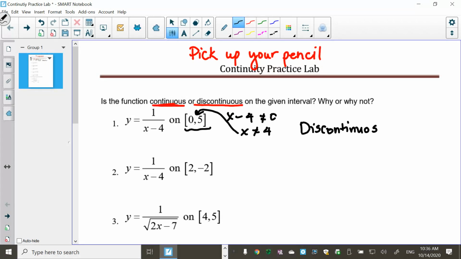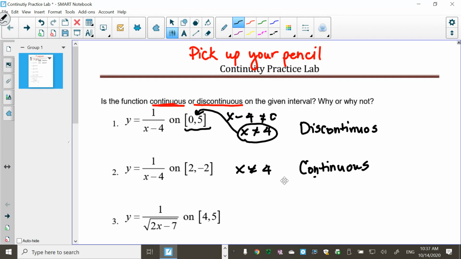All right, so let's look at this again, the same function. I've already done the work, and I'm talking about the interval -2 to 2. If the only hole in this graph, or the only vertical asymptote, is at x equals 4, that means everywhere else it's continuous. The only thing I know is x cannot equal 4. So I know on that interval that it's continuous.